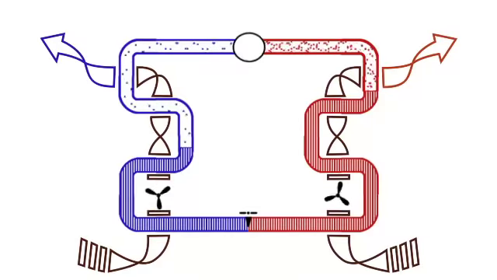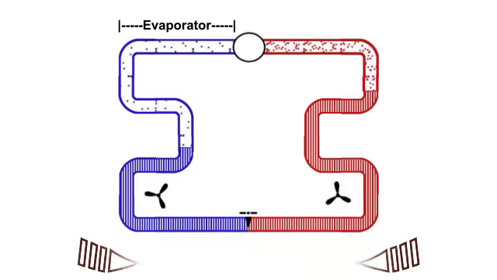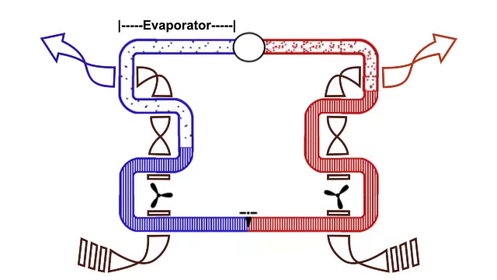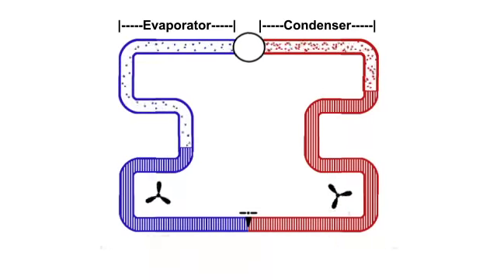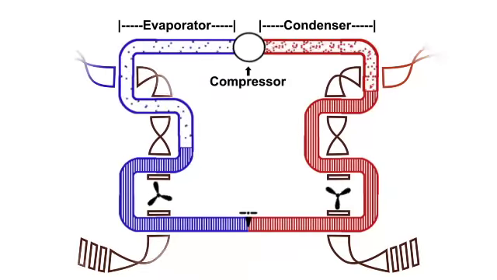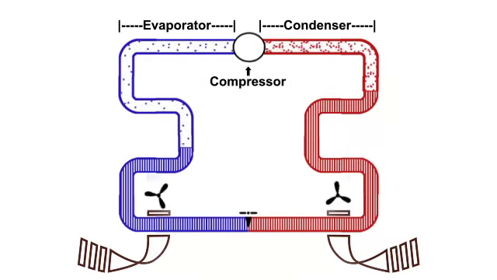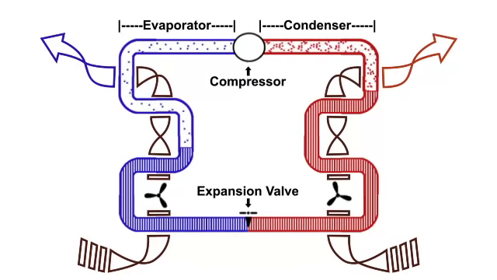The part of the loop where evaporation takes place, the cold side, is termed the evaporator, and the portion of the loop where the gaseous fluid condenses is termed the condenser. What we were calling the pump that moves the fluid around is actually termed the compressor. And the valve that lets only a bit of fluid through at a time is called the expansion valve.